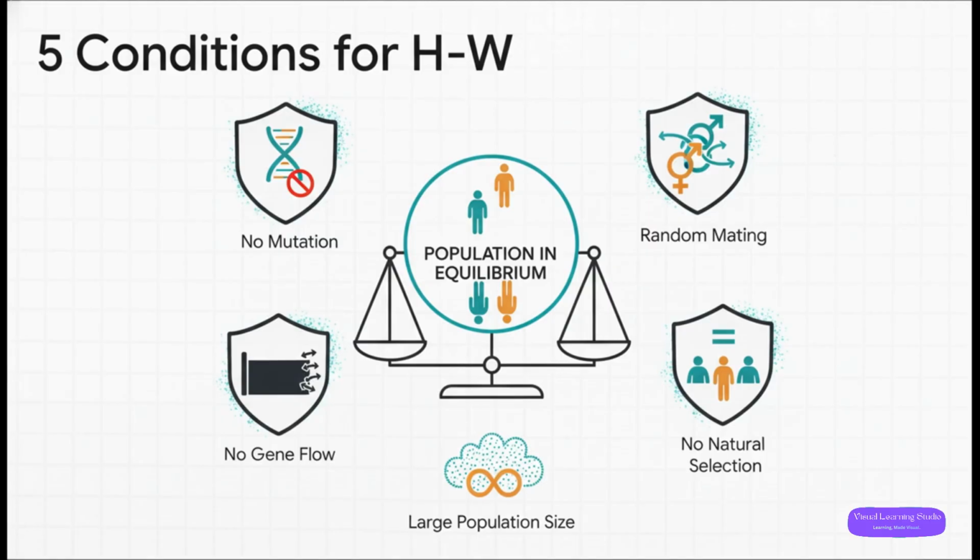And if you look at them, you'll realize they're basically the exact opposite of everything that actually causes evolution. You need 0 new mutations, totally random mating, nobody can leave or join the group, the population has to be huge, and there can be no natural selection at all. If and only if all 5 of these things are true, then the population is in Hardy-Weinberg equilibrium.